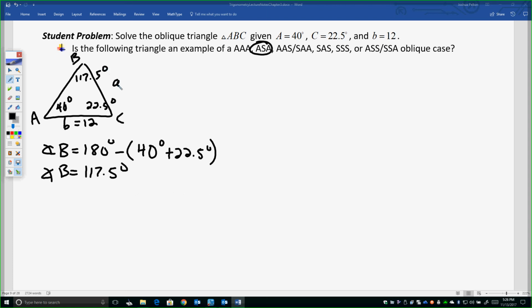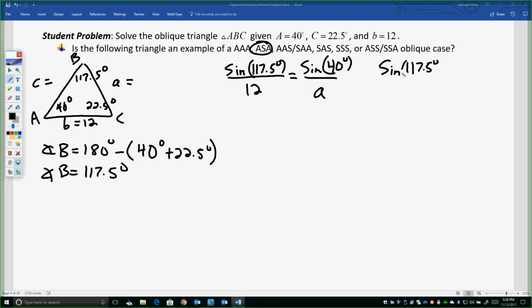Okay, so now we just need side A and side C. And the only ratio we know is the side B to angle B ratio. So that is the sine of 117.5 over 12. And we'll compare that twice. So first we'll compare it to A, then we'll compare it to C.